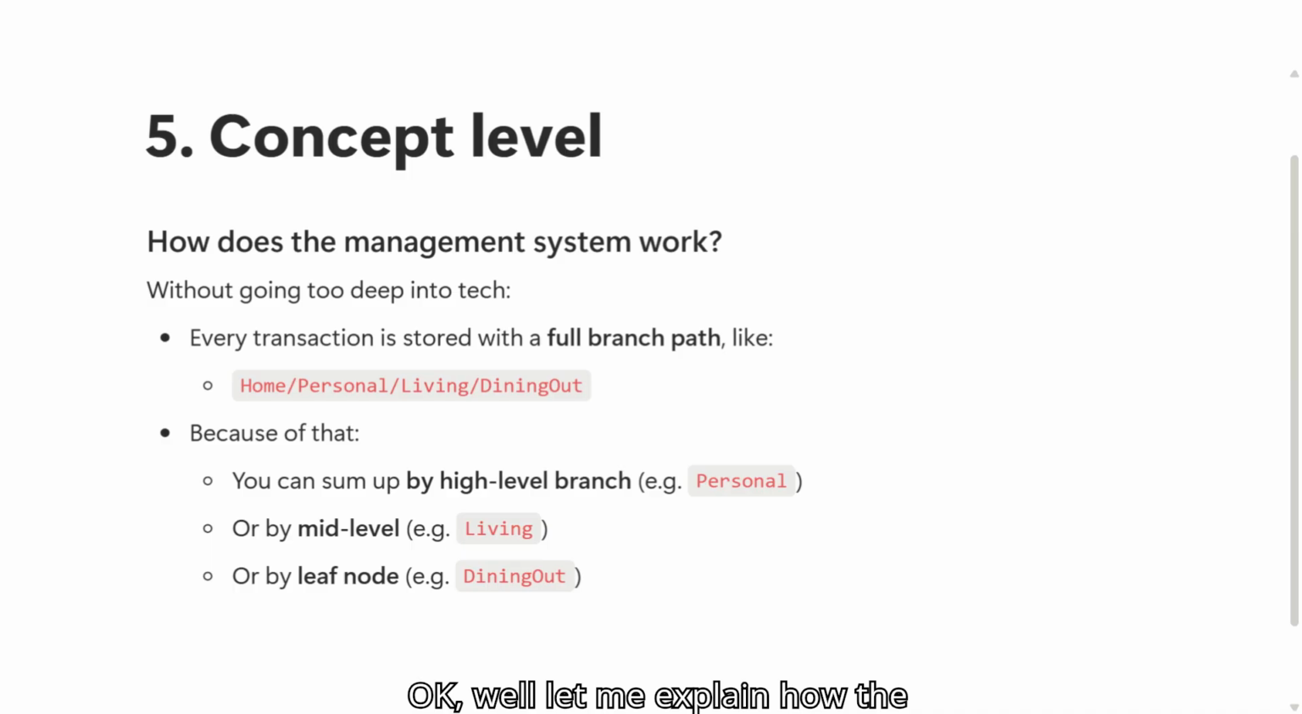Okay, let me explain how the system works behind the scenes, but in a simple way. In Finance Tree, every transaction is saved together with its full branch path. For example, this record is saved as home, personal, living, dining out. This full path is stored as one string in a database. Because we always keep the full path, the application can group your data at any level.